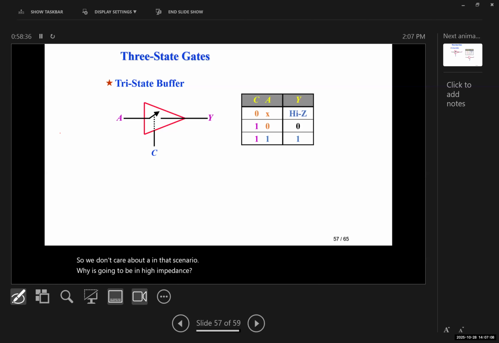It's like a gas or water valve. C is 1 means the valve is open, gas or water could pass. C is 0, you don't have anything. It's completely blocked.